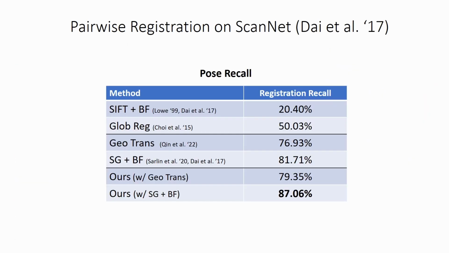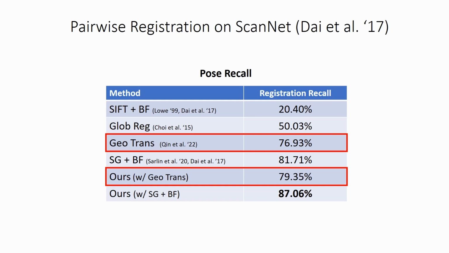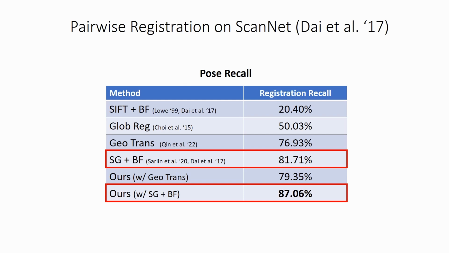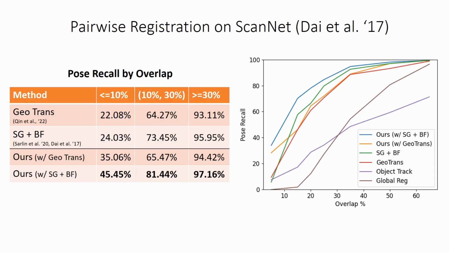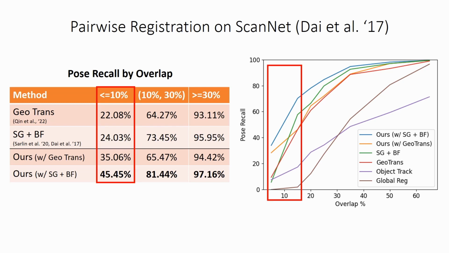Quantitatively, we improve pose recall performance over various classical and learning-based feature matching baselines. ObjectMatch is agnostic to the keypoint matching, and we use both Geometric Transformer and an RGB-D version of SuperGlue combined with BundleFusion. In both cases, our object constraints improve the pose performance of these state-of-the-art feature matching approaches. Moreover, our method is significantly more robust against decreasing inter-frame overlap.